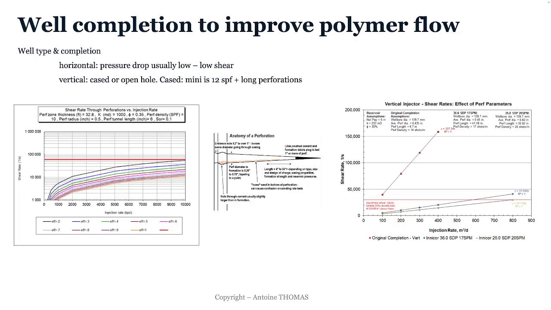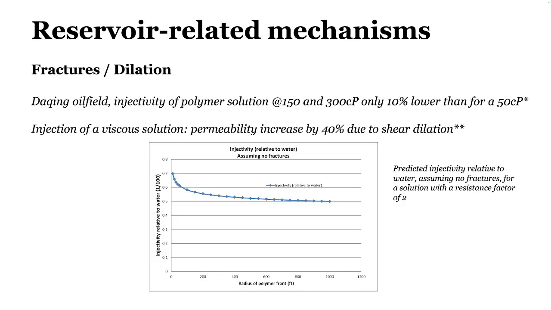Something recommended in verticals very often is to have 12 shots per foot minimum, and of course longer perforations. They should be cleaned, obviously, to minimize the accumulation of skin and the polymer being degraded when trying to leak into the matrix because there is too much sand in the area.